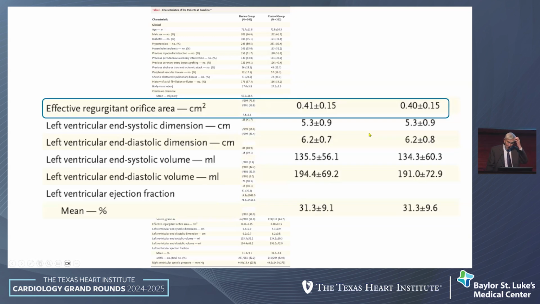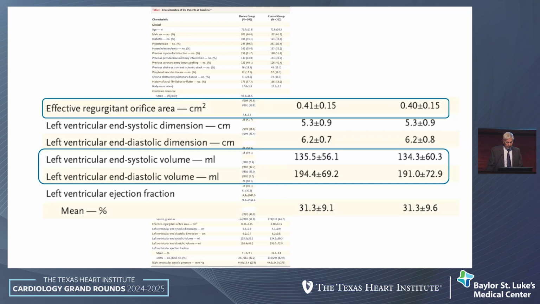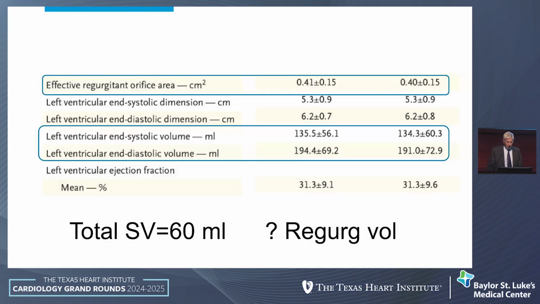They are said to have severe regurgitation with an ERO of 0.4. They had an end-diastolic volume and end-systolic volume that are shown here. But if you think volumetrically, do the math. That means that the patient had an end-systolic volume of 135, an end-diastolic volume of 194. That means they have a total stroke volume of 60. Total, the mitral regurgitation and the forward stroke volume. So how much mitral regurgitation do they have?